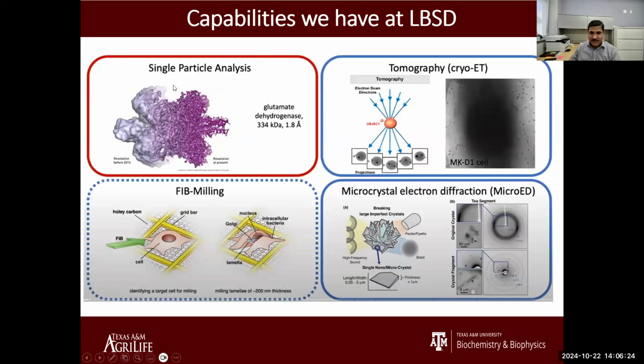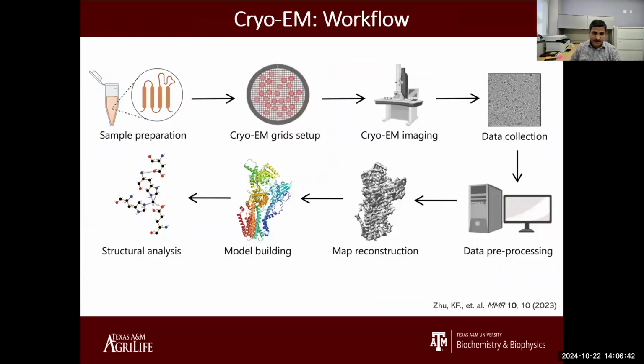Here are the different capabilities. We can do single particle analysis. We can do tomography. We don't have the film miller right now, but we are in the process of getting that. And we can do microelectron diffraction data collection and then data processing for difficult-to-crystallize protein or small molecule samples.